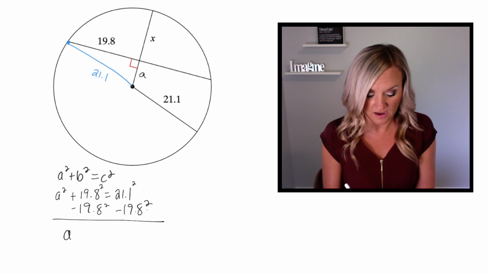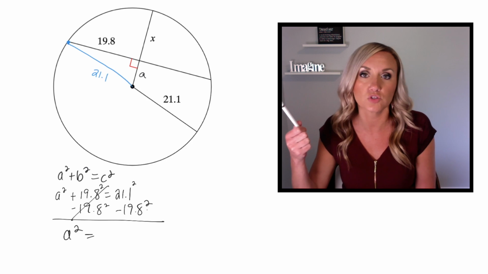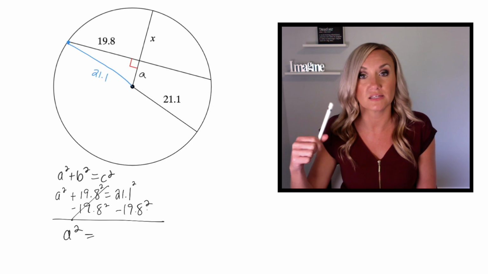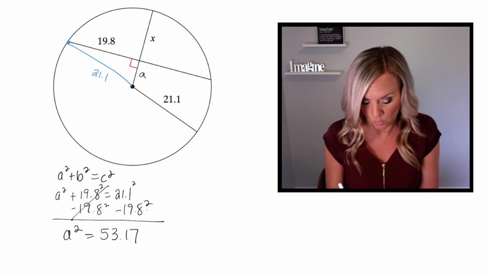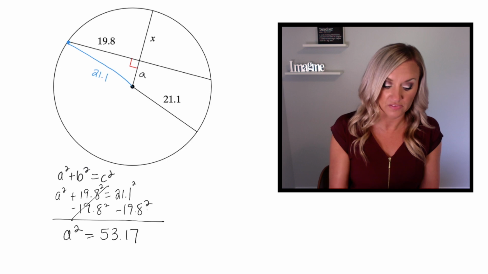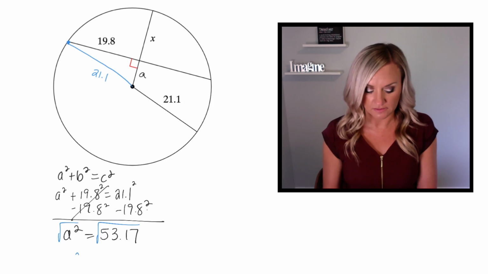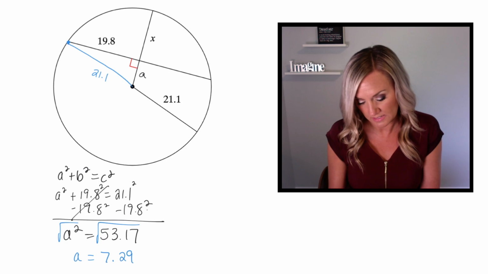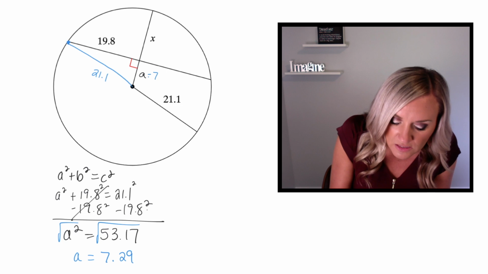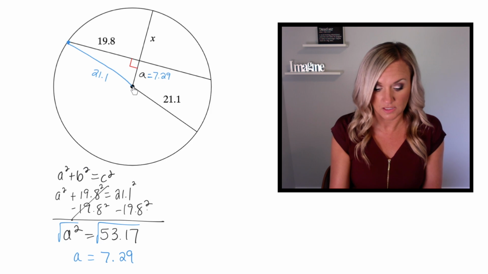Then I'm going to subtract the 19.8 squared to the other side. When I do that, I have A squared equals 21.1 squared minus 19.8 squared, which gives me 53.17. The last step is I can simply take the square root, and that isolates A, and A is 7.29.